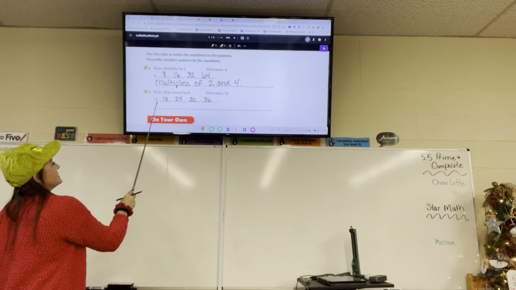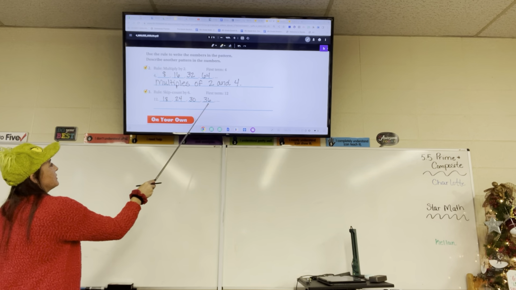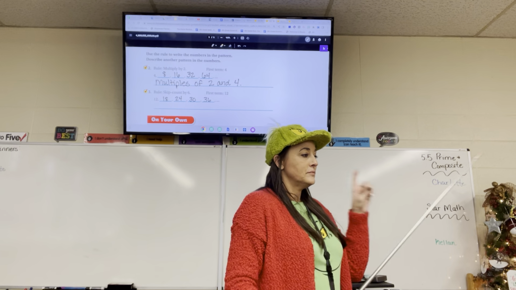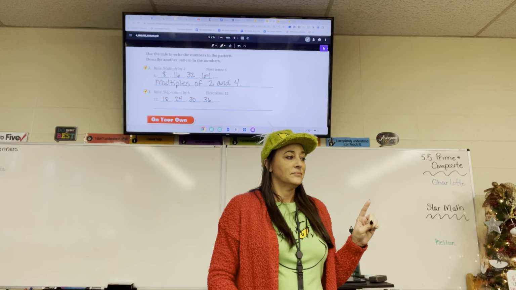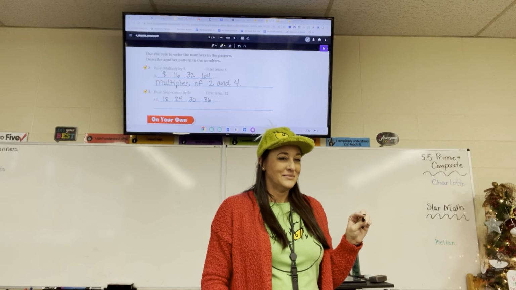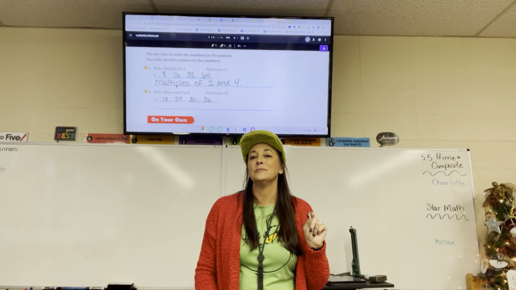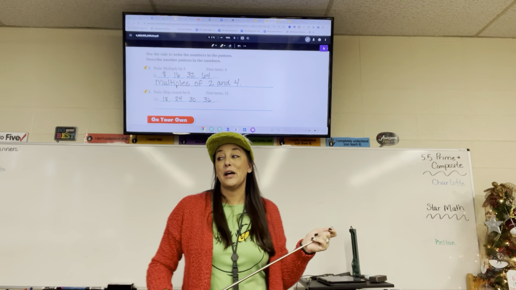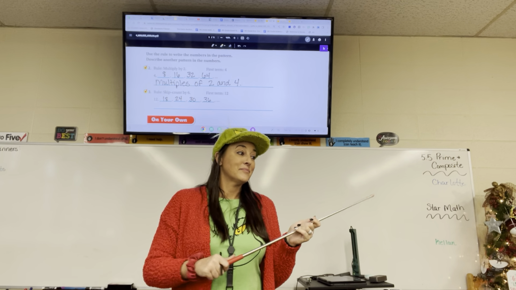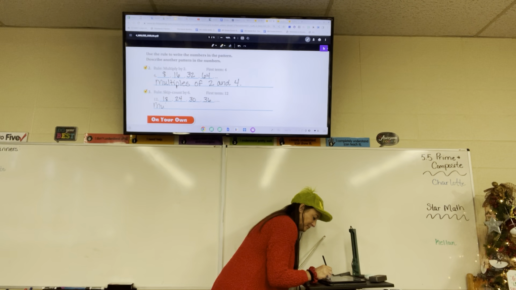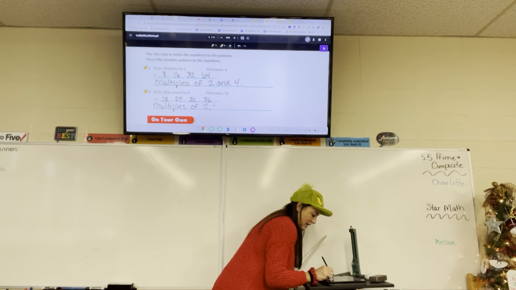Then skip count by 6. 12, 18, 24, 30, 36. What are all of those numbers multiples of? Annie? 2. What else? 6. 2 and 6. And there's one more. If something is a multiple of 6, it is also a multiple of blank and blank. 3. 2 and 3, right? So these are all multiples of 2, 3, and 6.